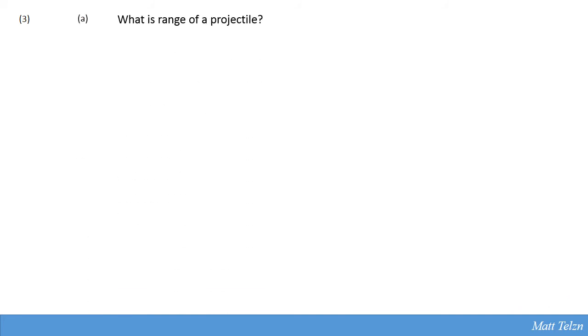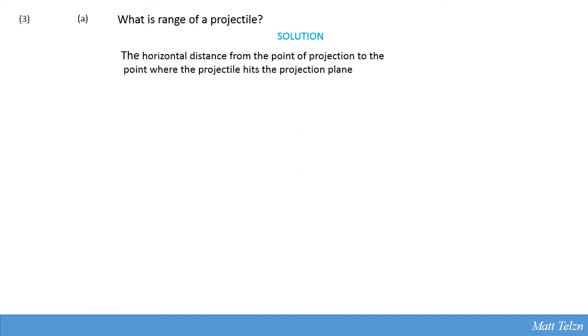The question is, what is the range of a projectile? In answering theory questions, we need to be very careful too. There are some key points that must be there. The definition of the range is the horizontal distance from the point of projection to the point where the projectile hits the projection plane. This is what is required. Anything outside this, you are wrong.